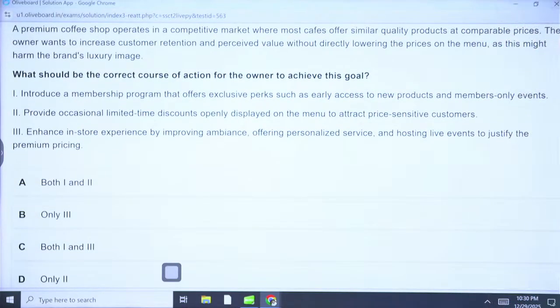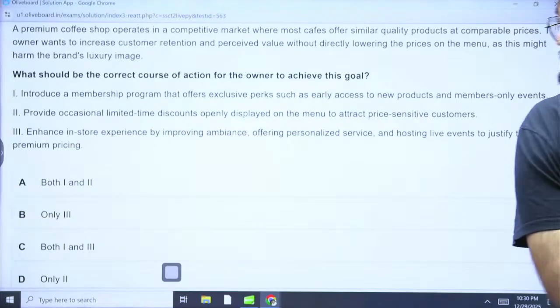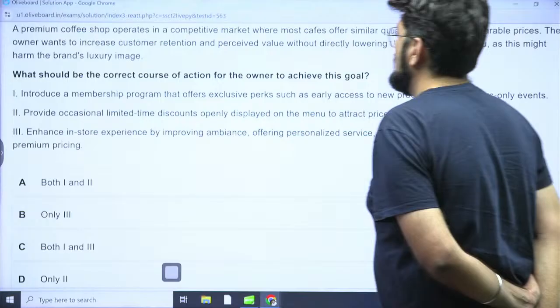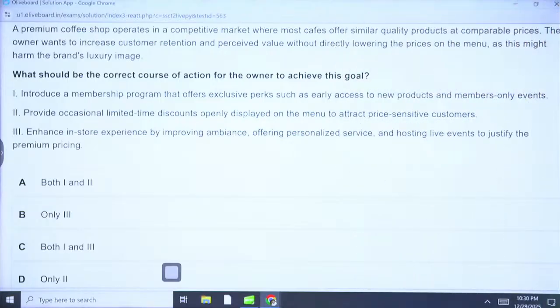Okay. Small, simple passage. A premium coffee shop operates in a competitive market where most cafes offer similar quality products at compatible prices. The owner wants to increase customer retention and perceived value without directly lowering the prices on the menu, as this might harm the brand's luxury image.